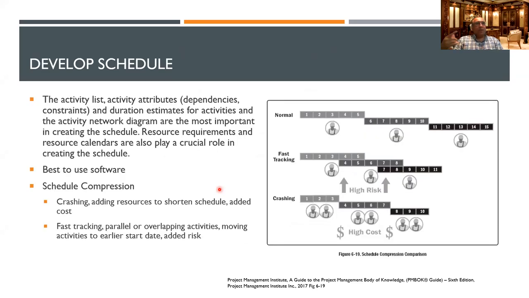So when you're developing the schedule, now we talk about two things. Once you develop the activity list and the activity attributes, that is, the dependencies, the constraints, duration estimates for activities, and the activity network diagram, these are the most important ingredients in the schedule. Now you can start allocating resources. Now you can say, okay, I need one person to do this, I need three, four people for this, I need certain equipment. Once you have the list of activities, you can think about resources, people, and also material and other costs.